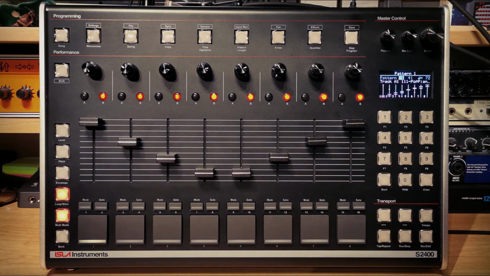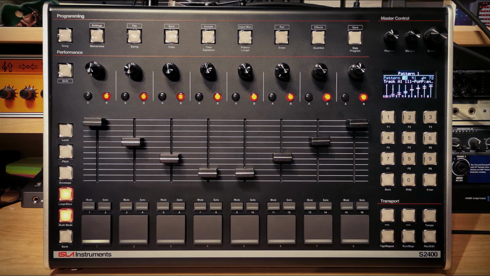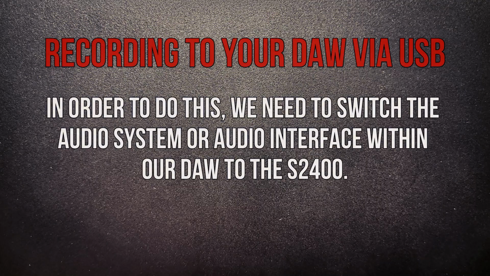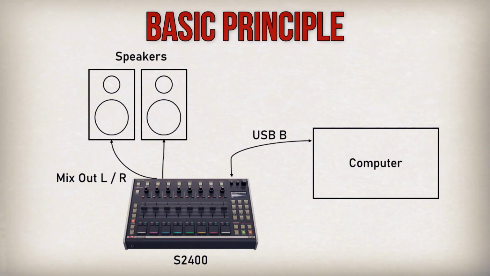Firstly, let's look at recording the audio channels from your S2400 into your DAW via USB. In order to do this, we need to switch the audio system or audio interface within our DAW to the S2400. Different computer systems, Mac, PC with Mojave, Windows, Linux, etc., and different DAWs, Pro Tools, Logic, Cubase, Ableton, etc. will obviously vary, but the principle is the same as what I'm going to show you on my system. I will also later show you a setup with an iPad as another example.